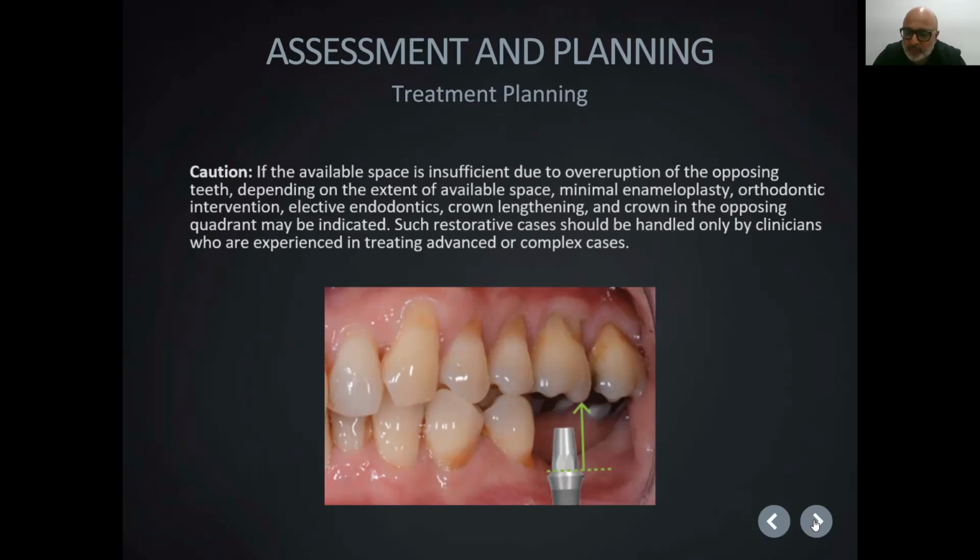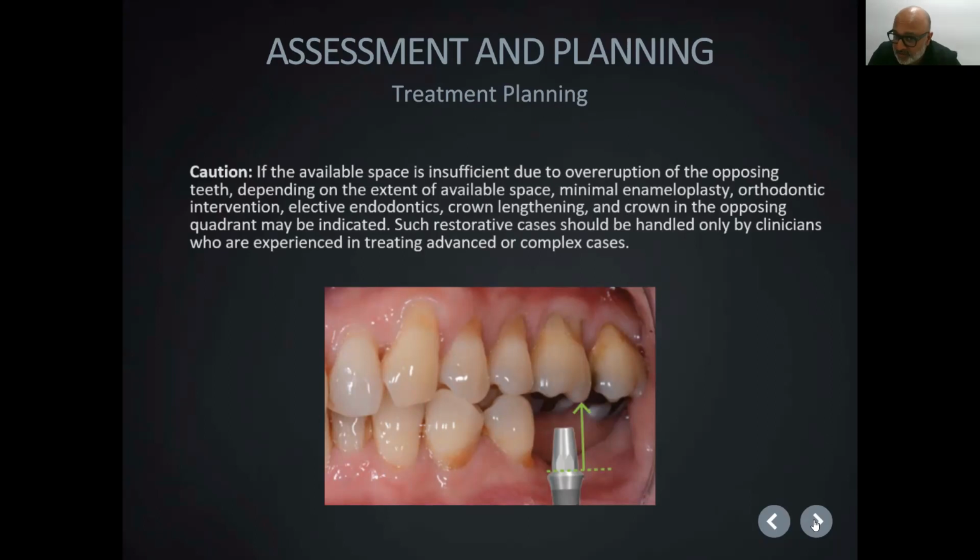If something went wrong, what if the RCT goes west and then you have to remove that and replace it with an implant? I'm sure the patient will be looking at you to replace that. Crown lengthening, yes. And crowning the opposing. If there's minimal overeruption and it's heavily restored, you can crown the tooth and move it back.